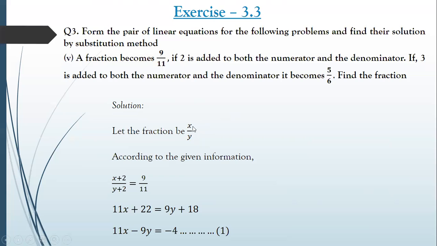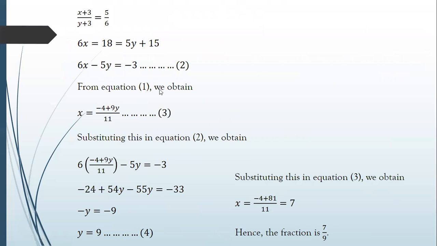Now 2 is added to the numerator and 2 is added to the denominator, then the fraction becomes 9 by 11. Let us cross multiply this so that we get the equation 11x minus 9y equal to minus 4, which will be the first equation for us. Now the second part of the question, we have to add 3 to the numerator and denominator and the fraction will become 5 by 6. So again cross multiplying and solving, we get 6x minus 5y equal to minus 3, which is equation number 2.